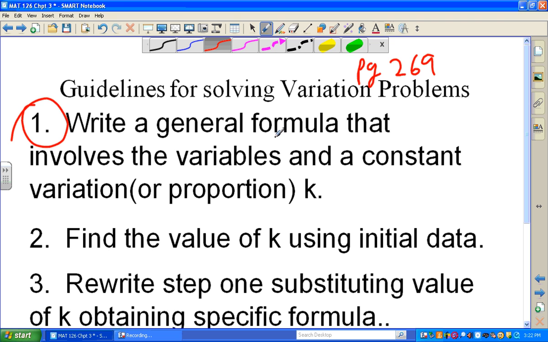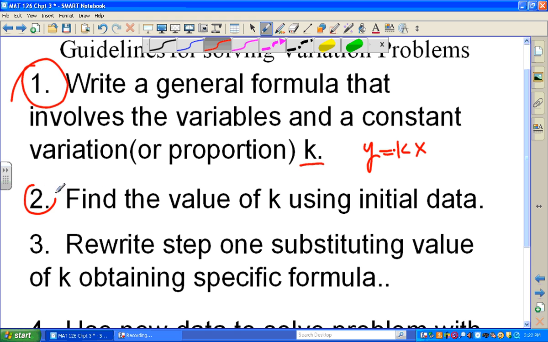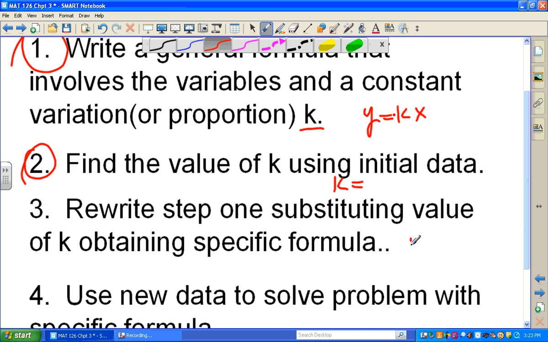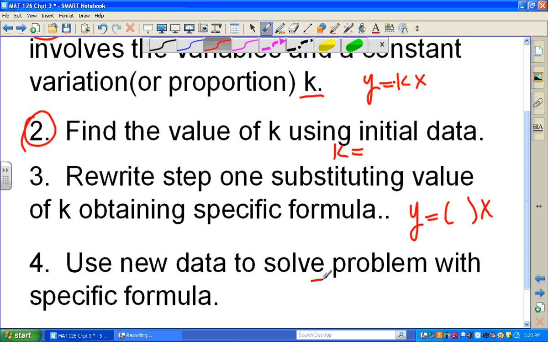Anyway, write the general formula that involves k. You're going to have a y equals kx or something like that. Then you're going to find the value of k. So k equals something, using a little algebra. Rewrite your equation as y equals something times x. And you're going to use that to solve a problem.